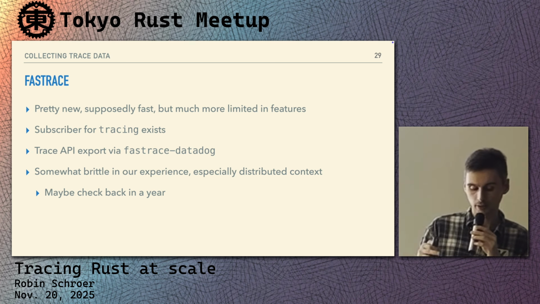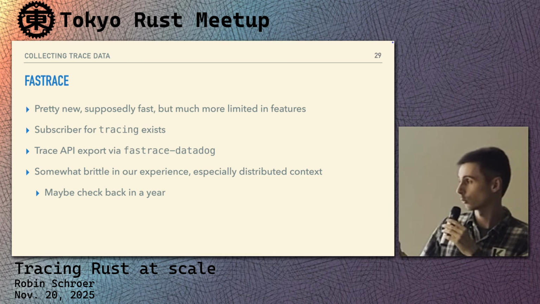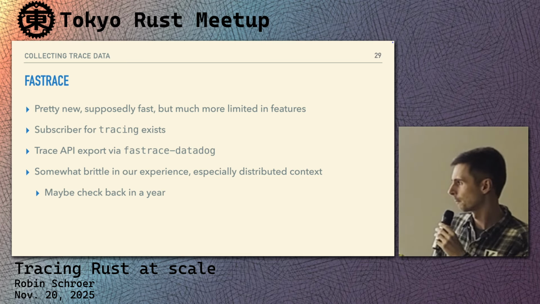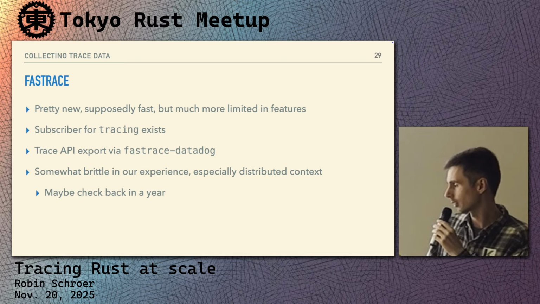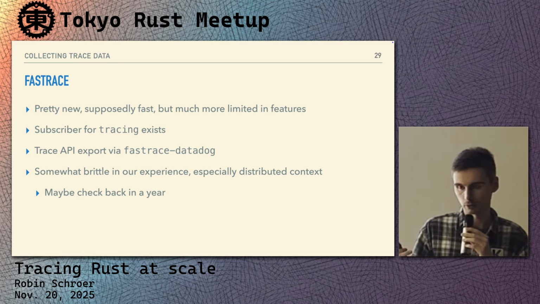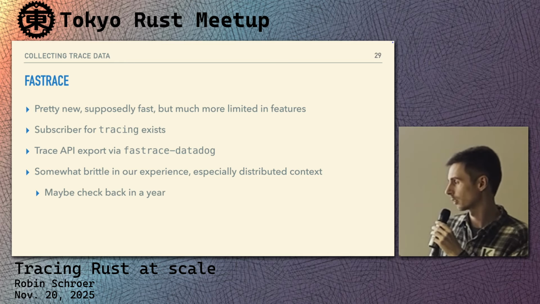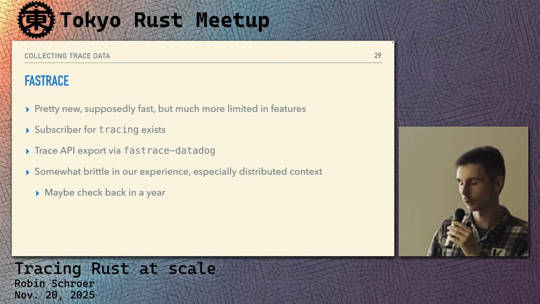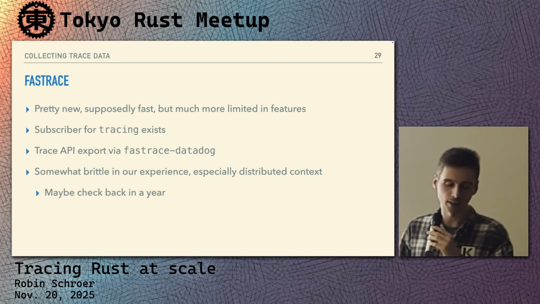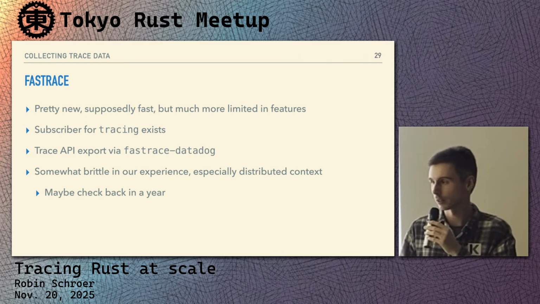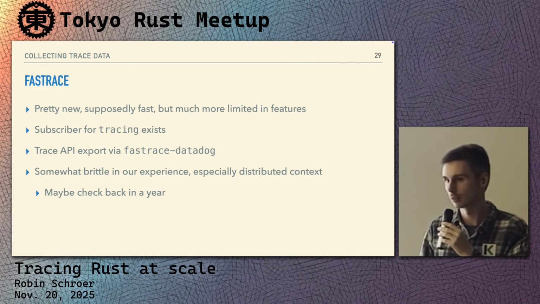It can directly export to Datadog through fastrace-datadog, which is actually first party. But we tried it and we had it break in various ways. It kind of lost some data. It didn't tag data correctly, especially in distributed contexts, and we even had some panics. So maybe not quite ready for prime time yet.